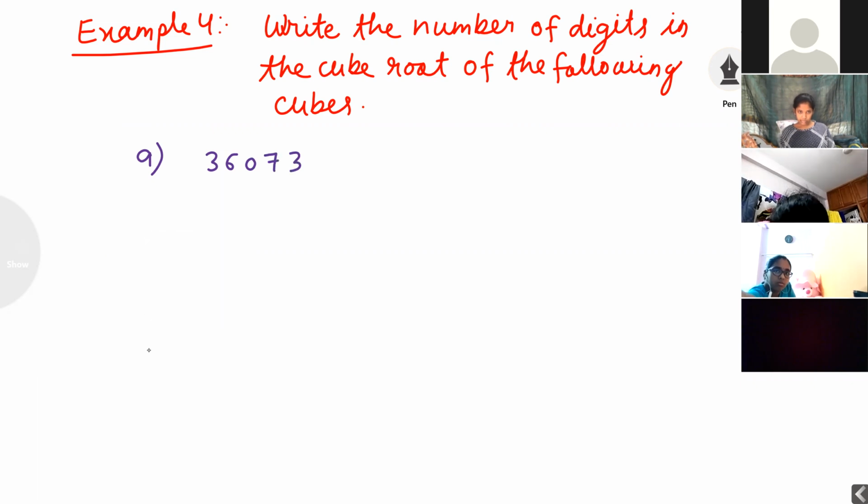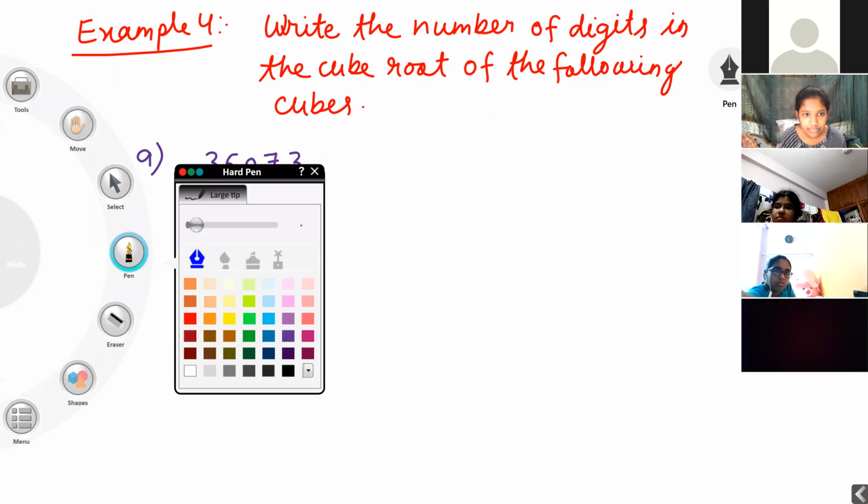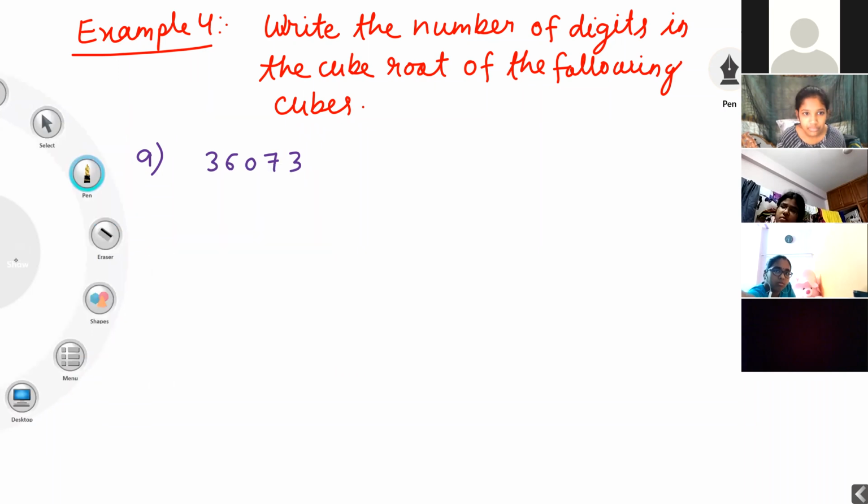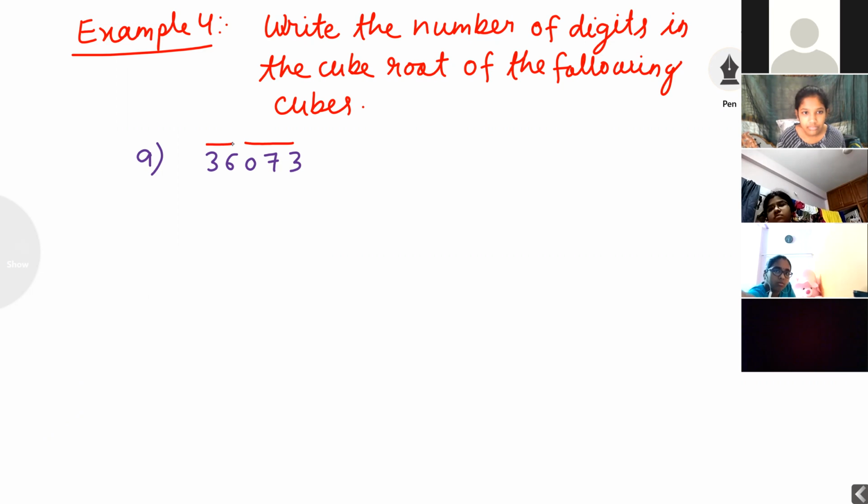Now in this, I want to find out how many digits are there. We want to make pairs from the right side, and he has given in the question, write the number of digits in the cube root. Means I want to make 3-digit groups from the right side. First group is 073. Second group is 36. How many digits are there? 2 is the number of digits.